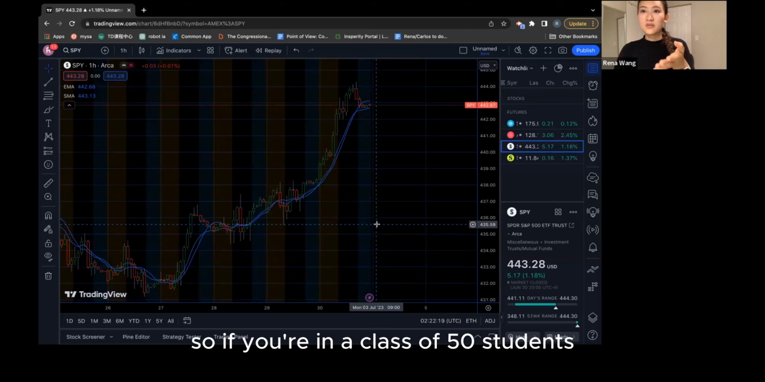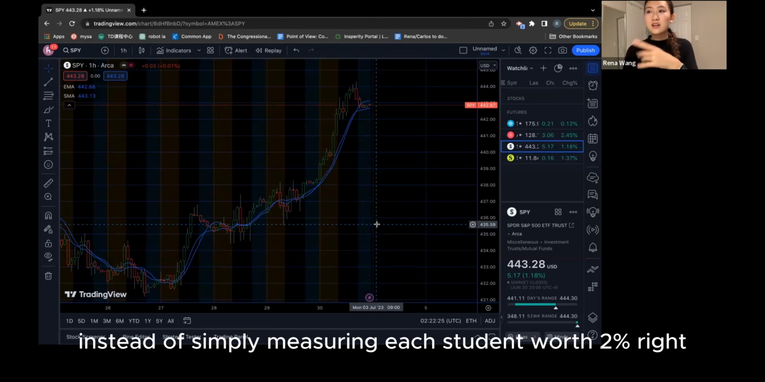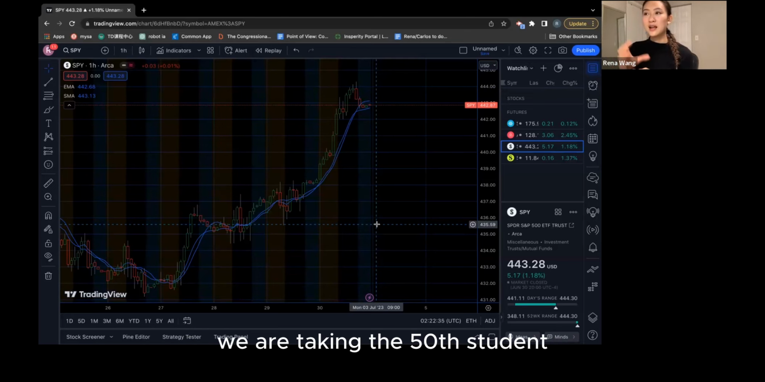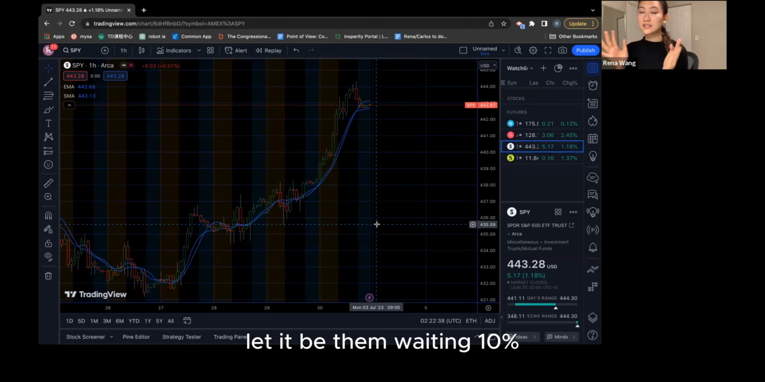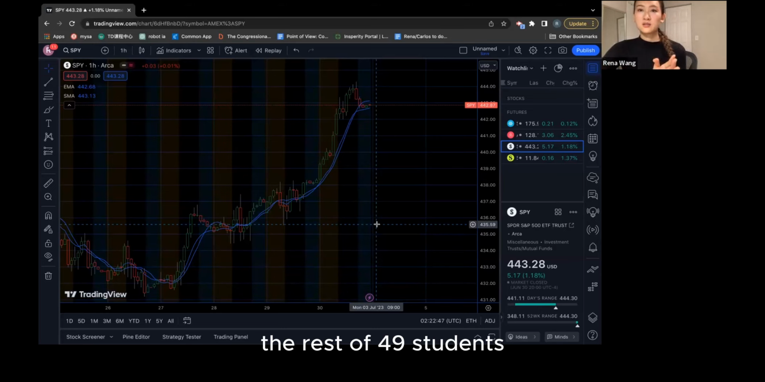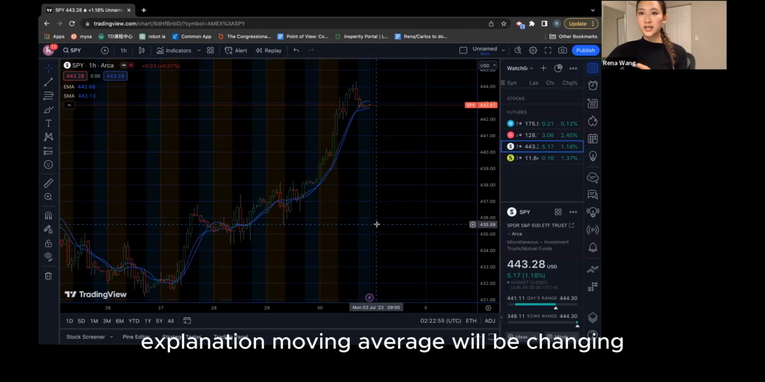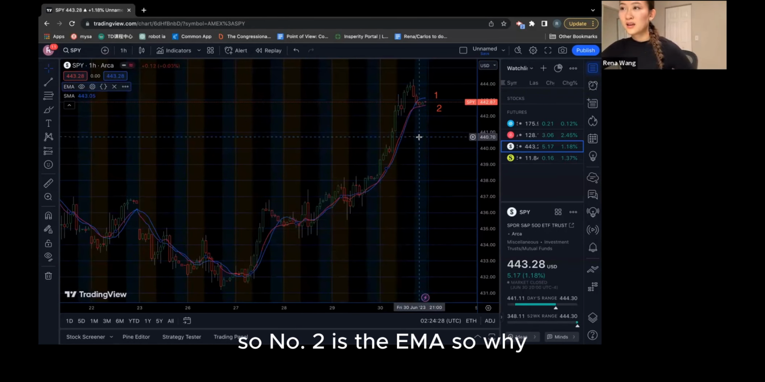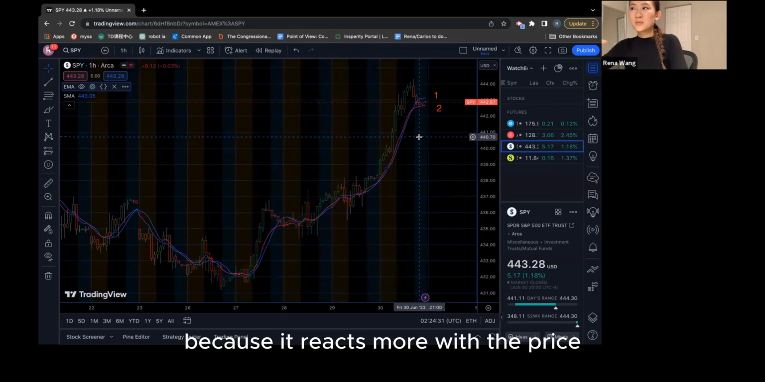If you're in a class of 50 students and we're averaging the test scores, for simple, each student is worth 2% out of 100. For exponential, we take the 50th student and let them be weighted 10%, and the remaining 90% is split among the other 49 students. This means the exponential moving average will change more quickly than the simple moving average. So number 2 is the EMA, because it reacts more with the price.